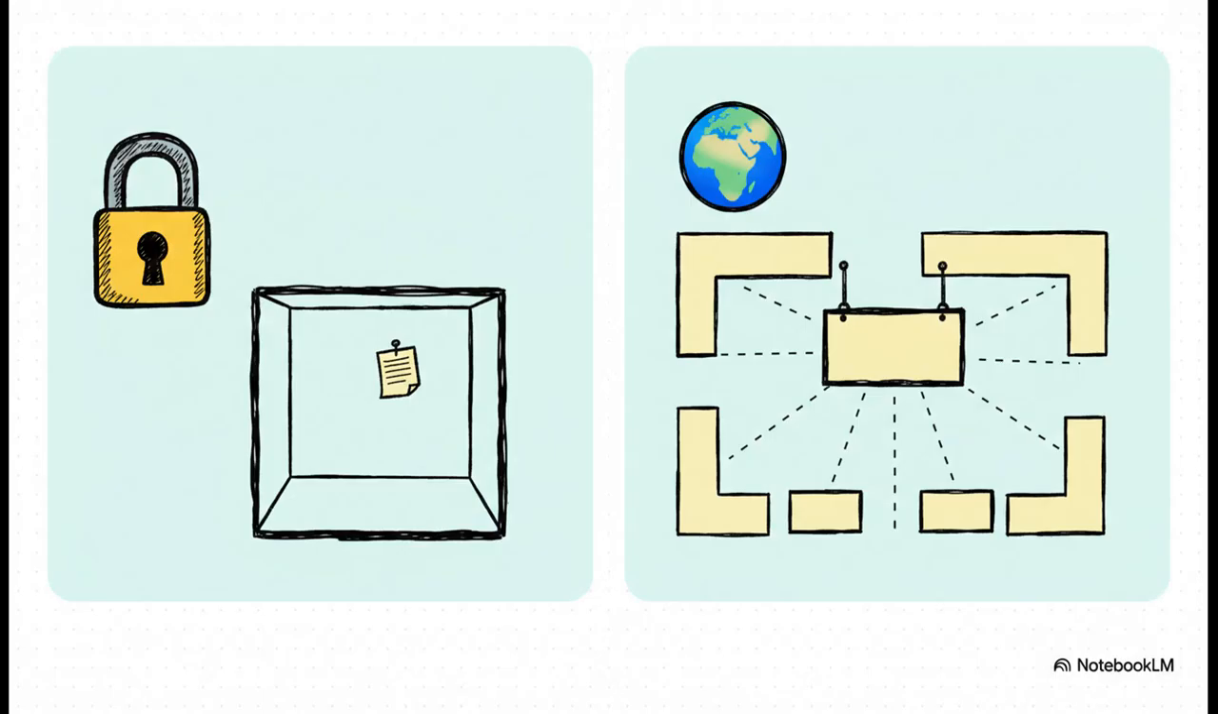So let's just put them side by side. It really all comes down to location and visibility. Local variables are born inside a room and can only be seen inside that same room. Global variables, they're created out in the main hall and are visible from everywhere. It's really the difference between a private sticky note and a public announcement on a billboard.